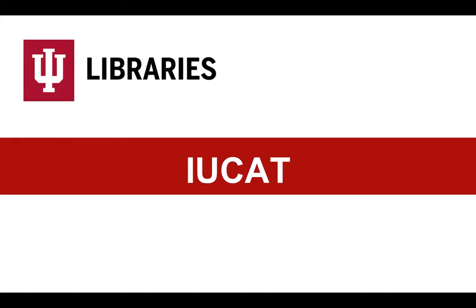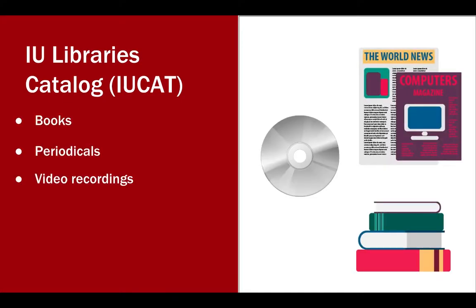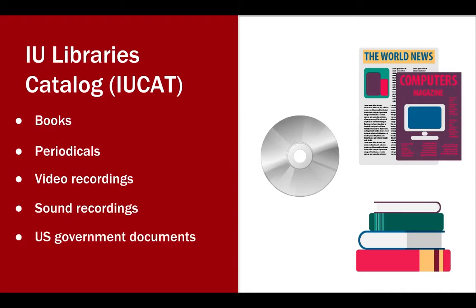Today, we're going to talk about using the IU Library's online library catalog, also known as IUCAT. IUCAT allows you to search for millions of items in the IU Library's collection, including books, periodicals, video recordings, sound recordings, U.S. government documents, and other physical materials. IUCAT is not useful for searching individual articles published in journals or other periodicals. You'll want to use an online journal database to search for those.